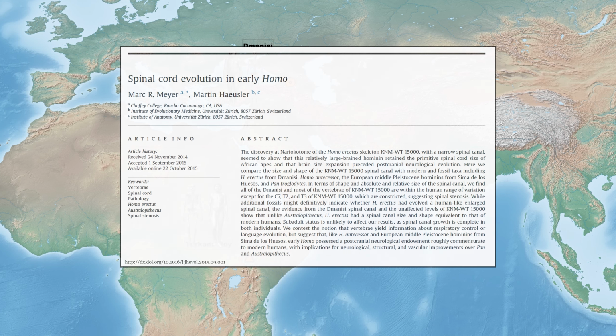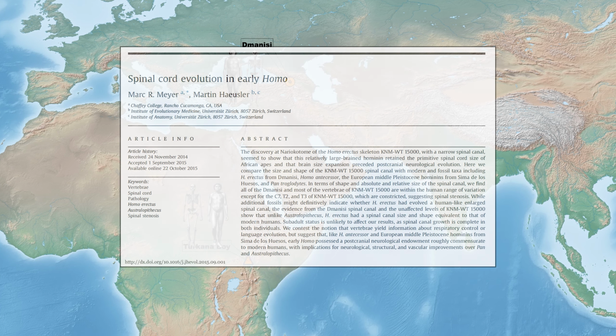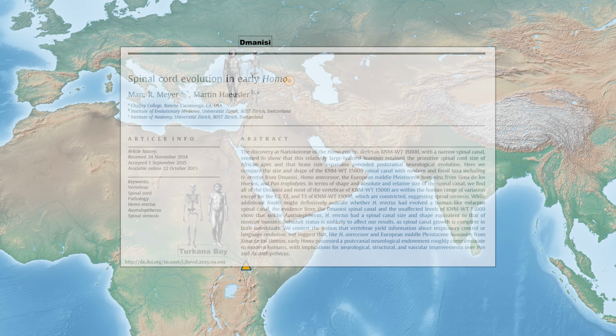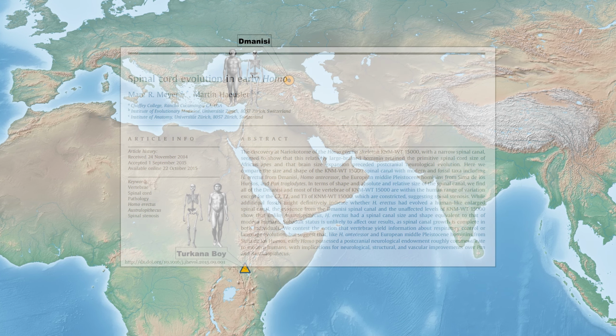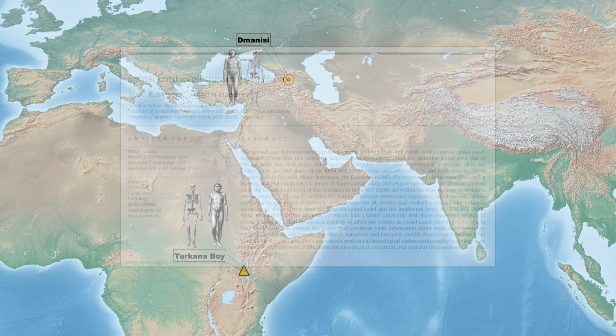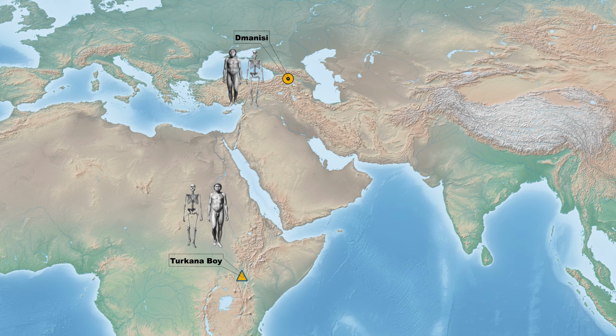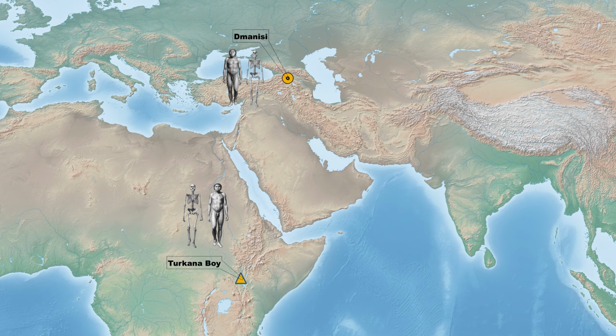One of them is individual D2700 out of Dmanisi, Georgia, in the Near East. And the second is KNM-WT15000, which is also known as Turkana boy, out of Kenya, Africa. And they're basically comparing the spinal canal size of these two individuals with the spinal canal sizes of modern humans, and to see if they fit within the spectrum of modern human variation. And they found that they actually did have spinal canal sizes that fall within the modern human spectrum.